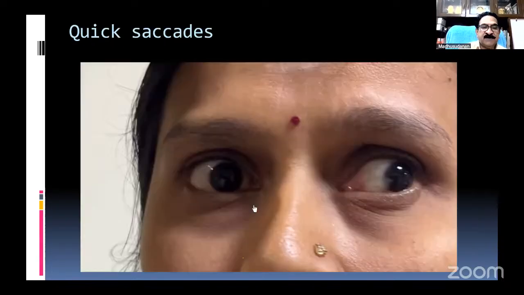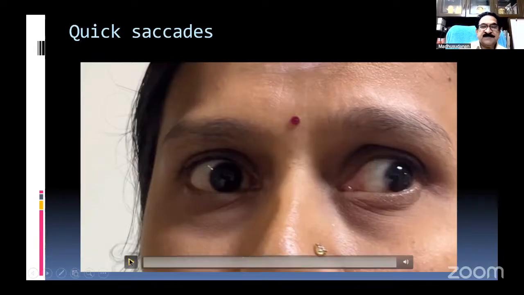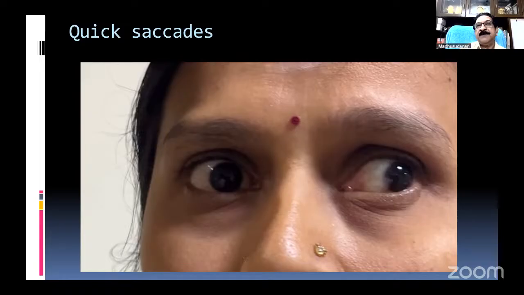Now let us see. She's asked to look at fast saccade. How do you elicit fast saccade? Large amplitude saccades quickly. Large amplitude saccades invariably become fast. Not like showing a finger in front.